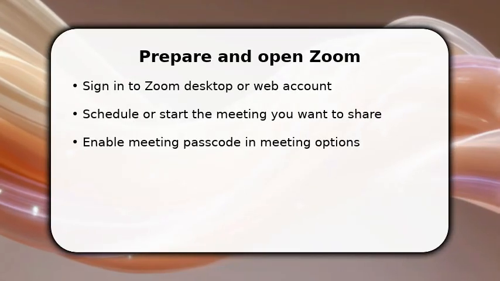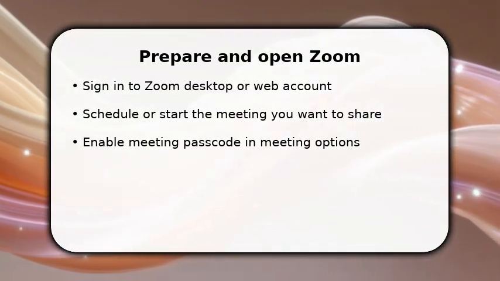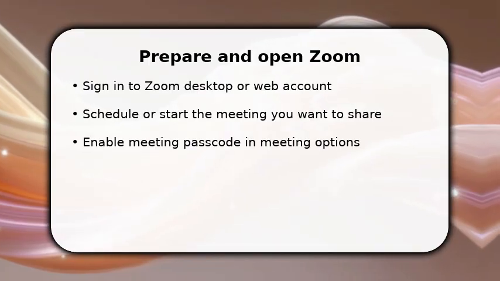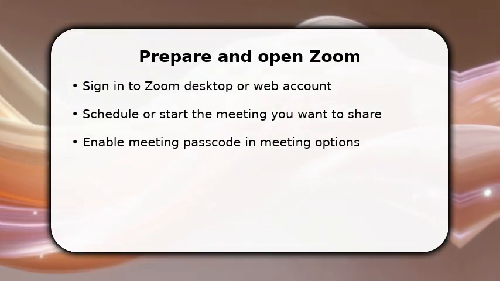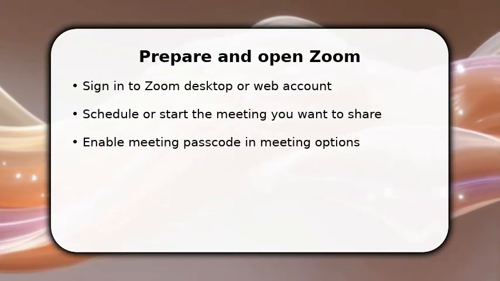You start by signing into the Zoom app or Zoom.us. Once signed in, schedule a new meeting or open the meeting you already started. Make sure the meeting option Require Meeting Passcode is enabled when scheduling. This creates the sharing key you'll distribute.